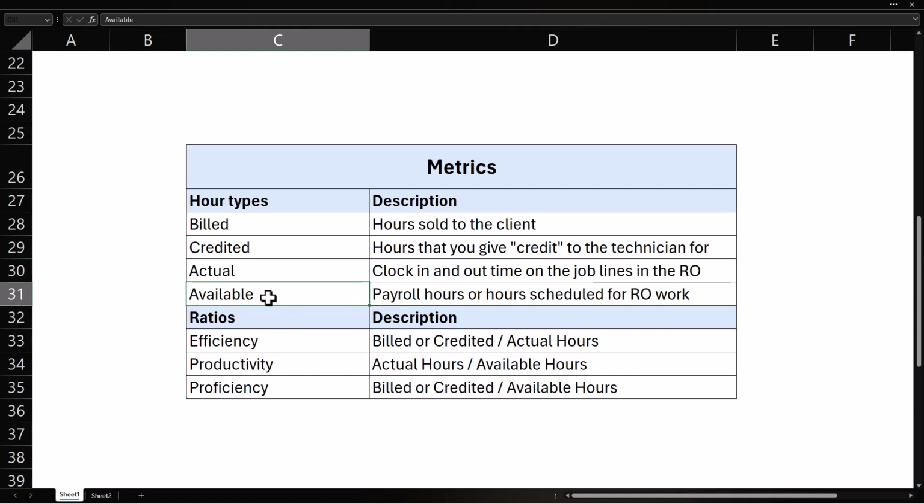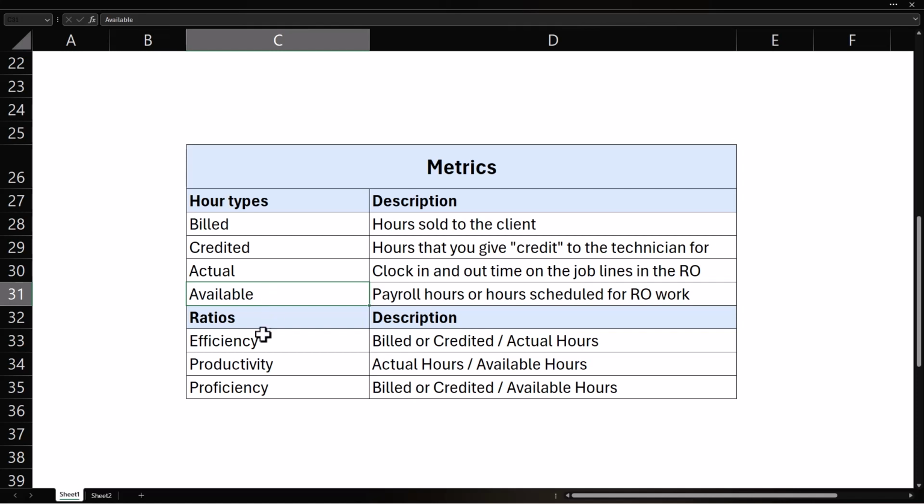And then we have available. Available is typically their payroll hours. Some people will also say available inside of the repair order department or doing work, because you might have other trainings or meetings and other things that you're going to go ahead and take those available hours out when you're doing these type of calculations. So there's a lot of different ways to look at this number.